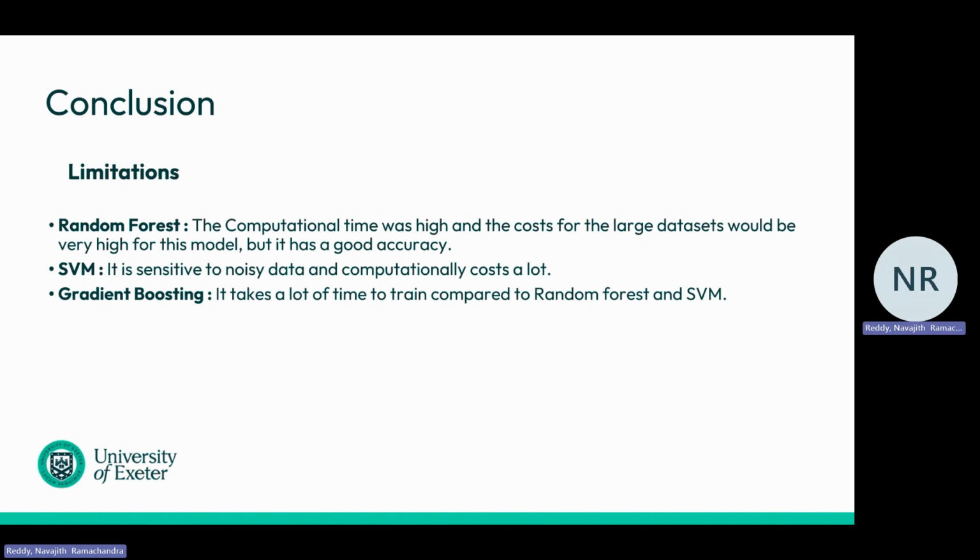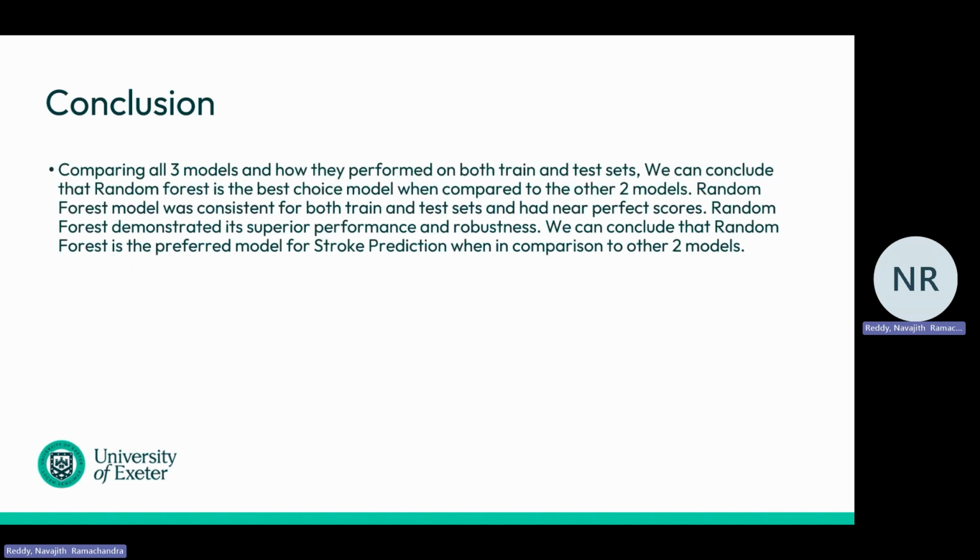As we can see, there are some limitations. We already talked about the cons for all the three models. So these are the limitations. So to conclude, comparing all the three models and how they perform both on test and train sets, we can conclude that random forest is the best choice of model when compared to the other two models that we have used. Thank you.